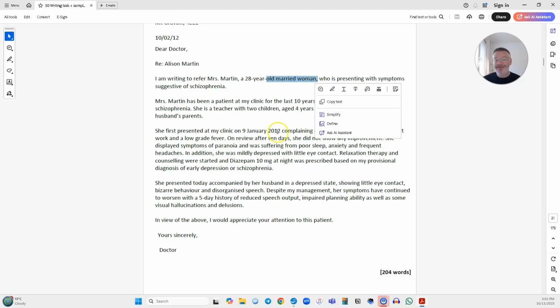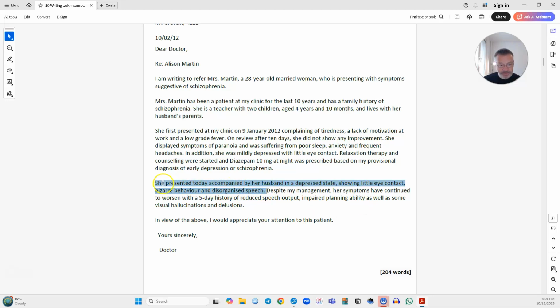A 28-year married woman, okay. Last 10 family, she's got 2 kids, okay. Right, so, again, today's visit should be paragraph 2. She presented today, accompanied by her husband, depressed, not showing eye contact, bizarre behavior, disorganized speech, hallucinations, and so on. So that should be paragraph 2, because that's the chief presenting complaint or condition or issue.